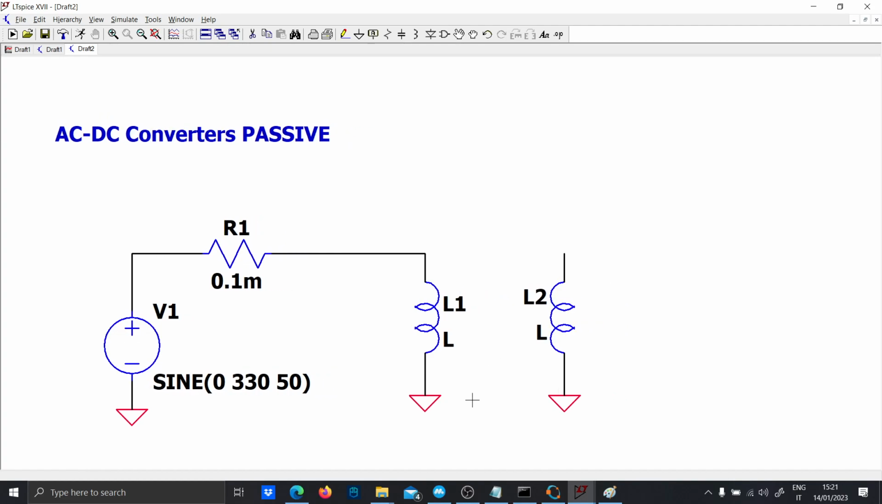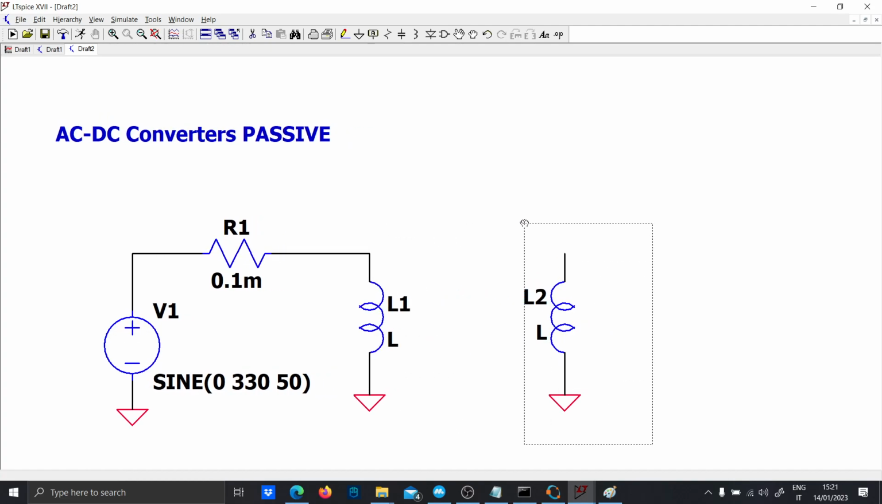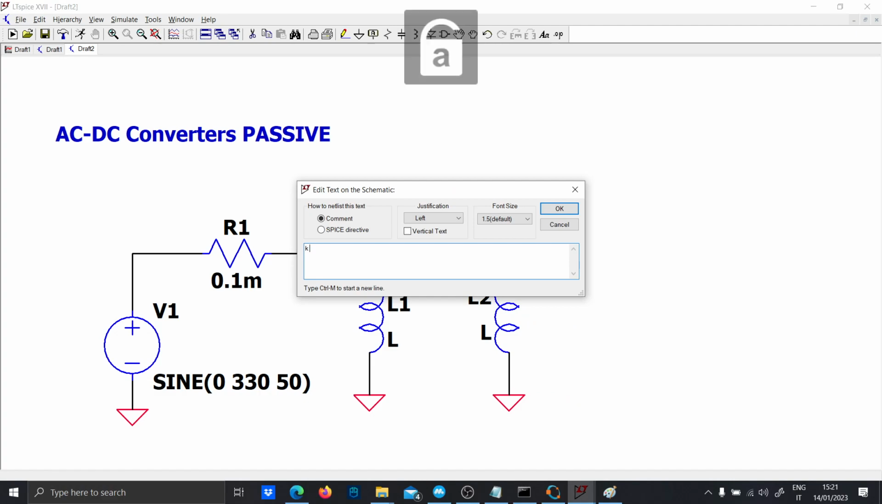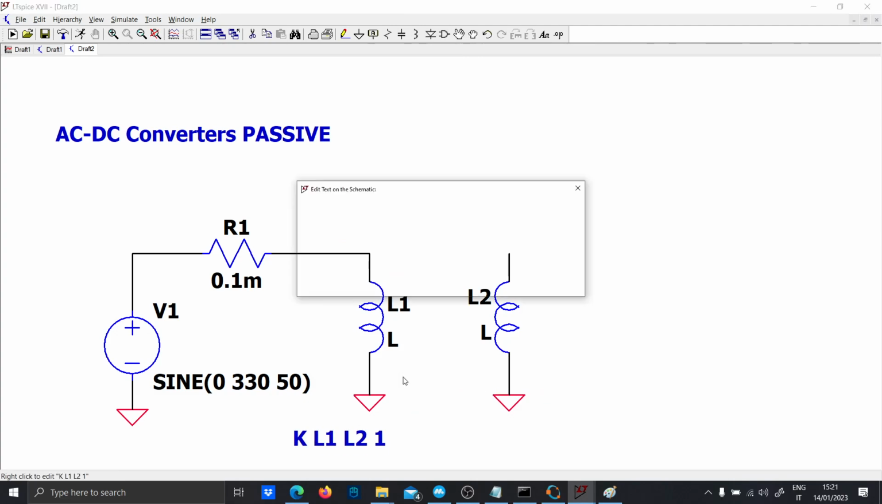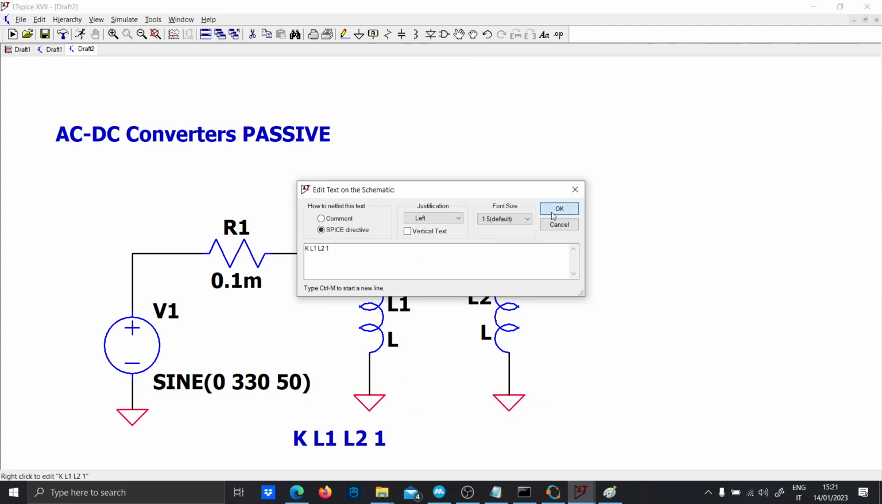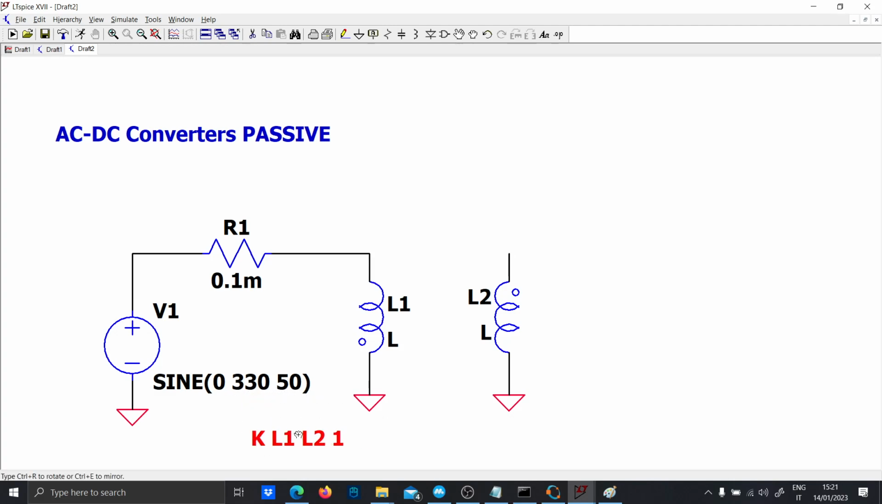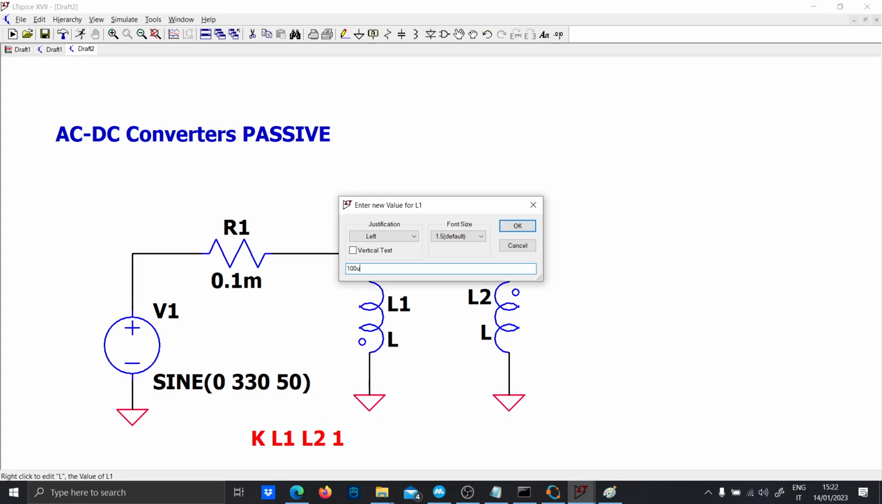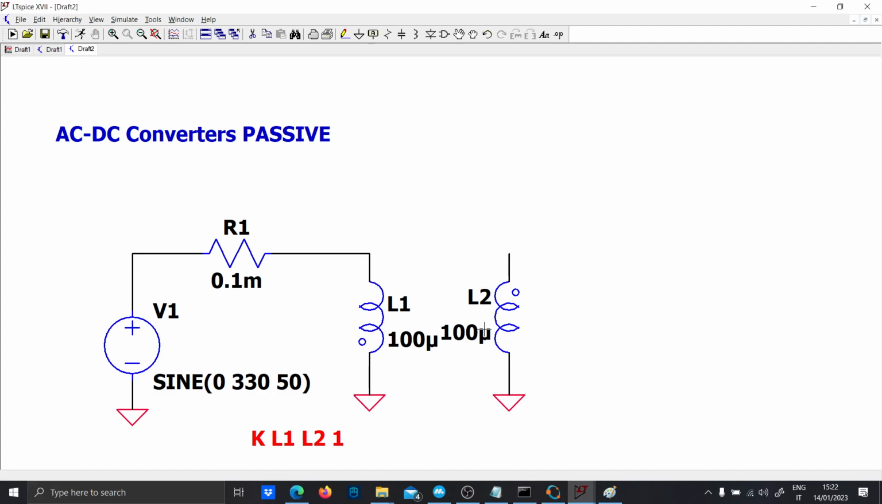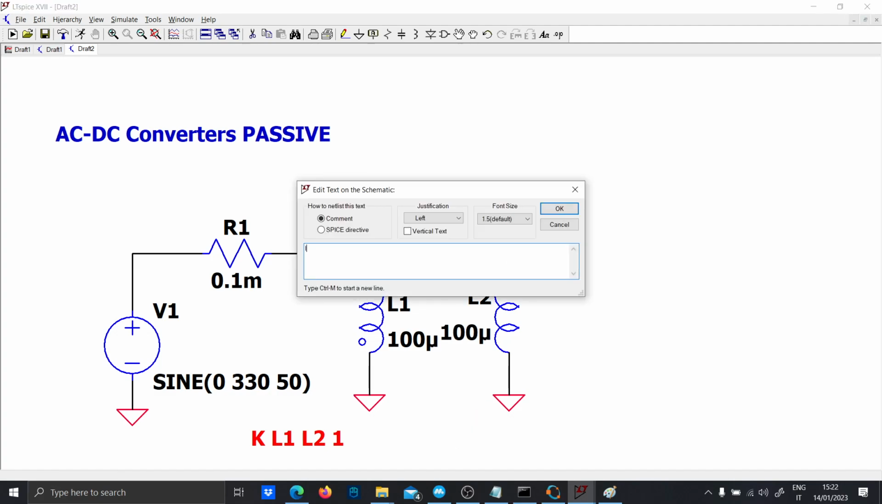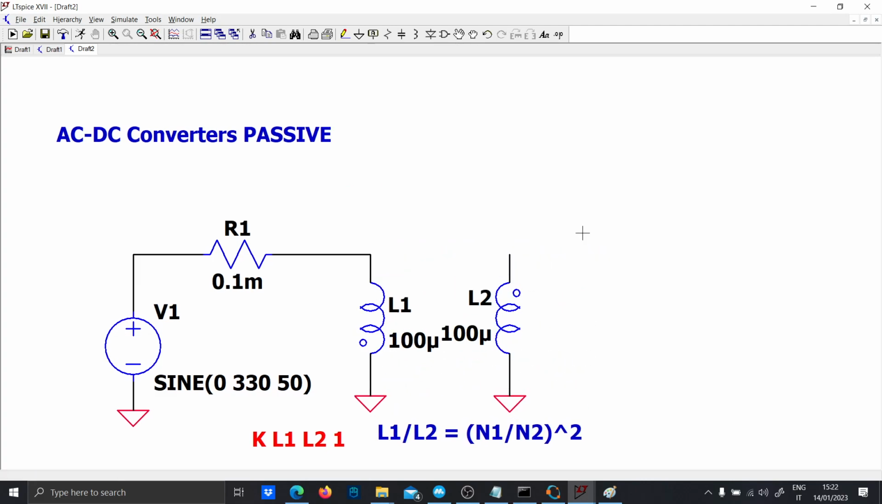In most projects you are also going to have a transformer coupled with the converter. So let's put it, and let's couple these two inductances with K, L1, L2 equal to 1. I've explained it already in other videos, but this is just the mutual inductance coefficient, so this is not the turn ratio. The turn ratio is decided by the values of the inductances, and it is given by this equation here: L1 over L2 equals N1 over N2 squared. I will just put this as a comment, as a reminder.